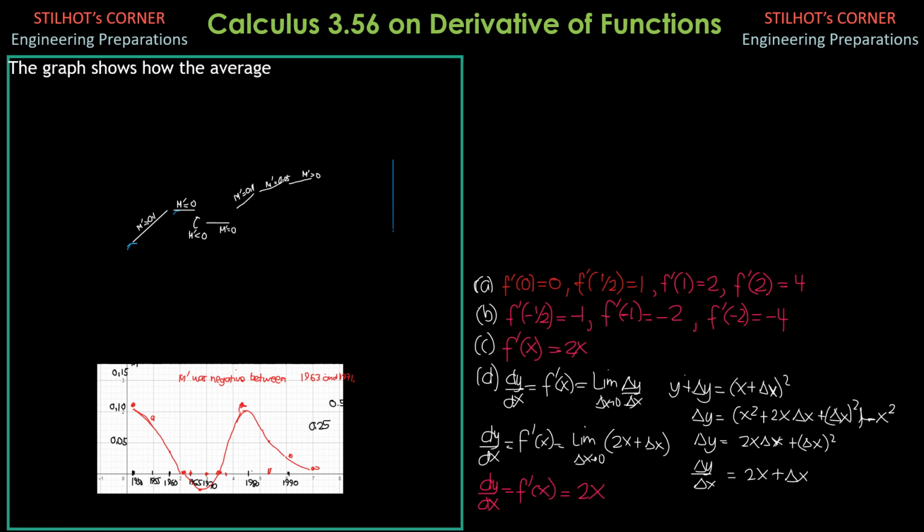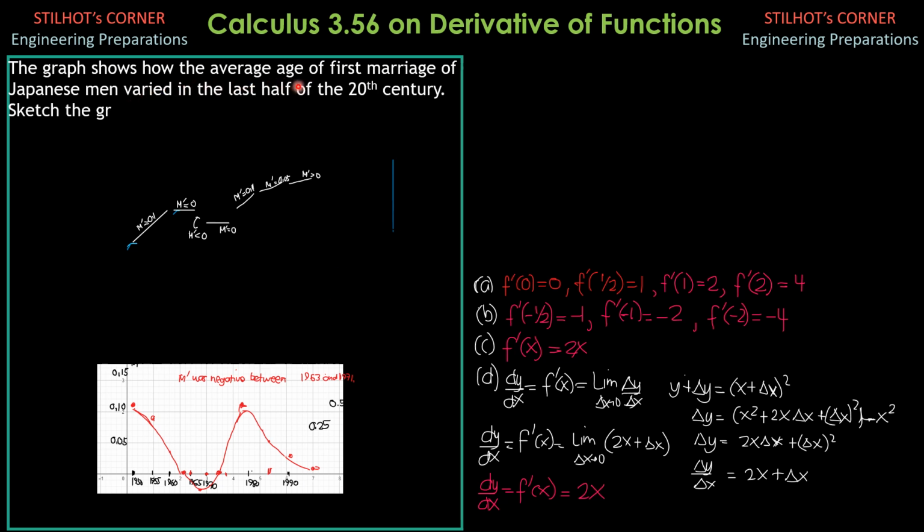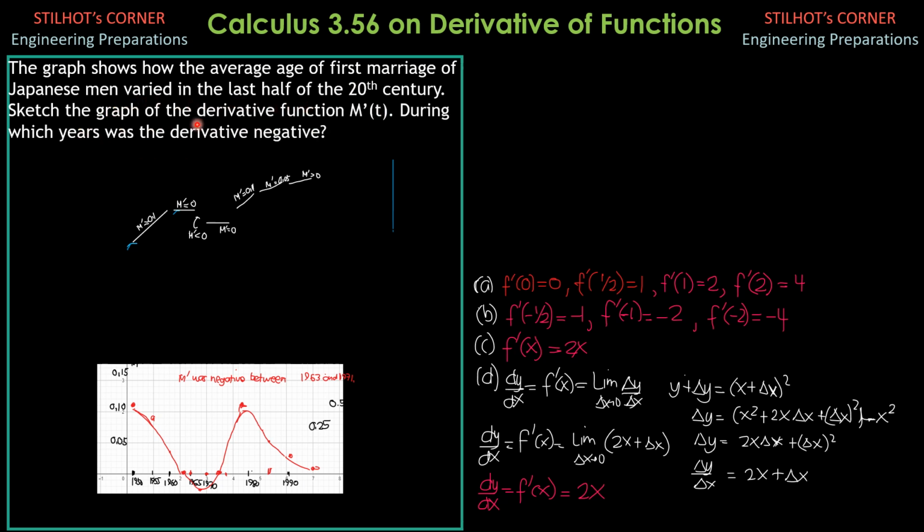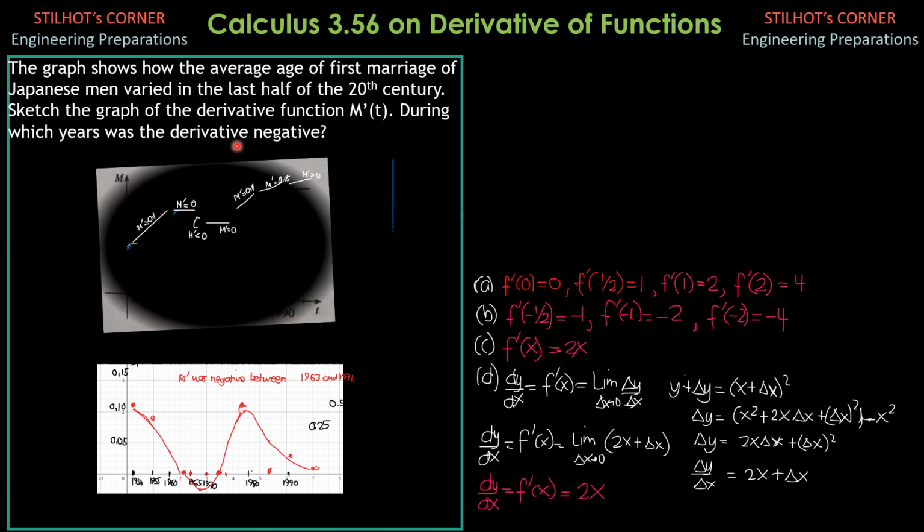If you want to anticipate the solution to this problem, you may do so by pausing the video. The graph shows how the average age of first marriage of Japanese men varied in the last half of the 20th century. Sketch the graph of the derivative function m prime of t. During which years was the derivative negative?